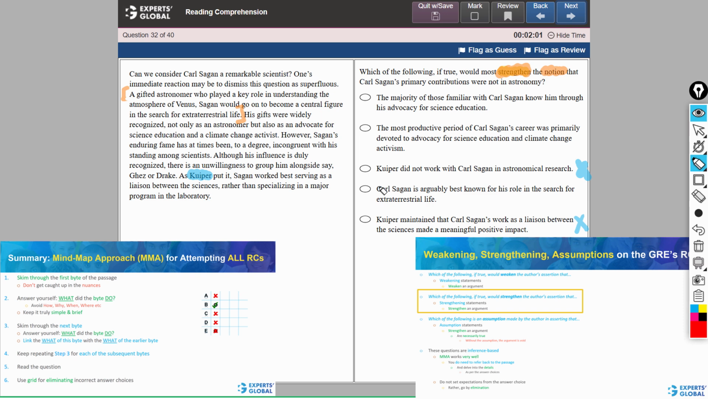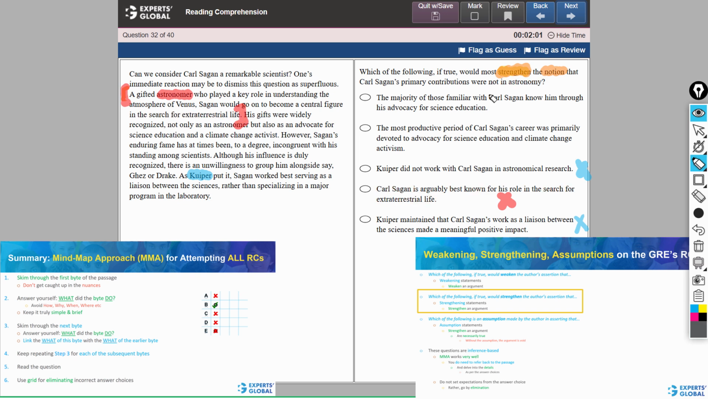Choice D is a trap. If our scientist is best known for his role in the search of extraterrestrial life, this would mean that his best work came in astronomy. In this sentence, we can see that the search for extraterrestrial life is very much a part of his achievements as an astronomer. So answer choice D is incorrect.